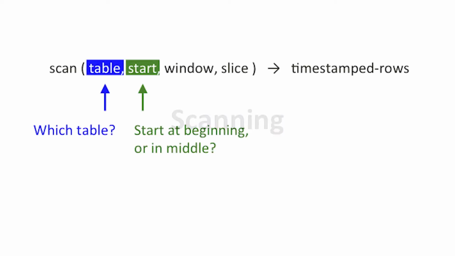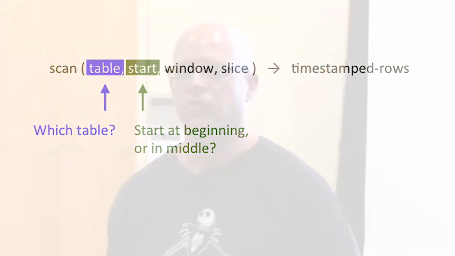Scan has 4 parameters. The first 2 are fairly self-explanatory. What table are we scanning? Where within that table are we beginning our scan? The other 2 parameters need a little more explanation.